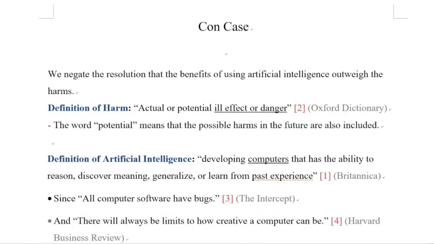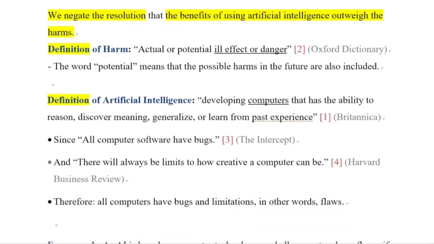Now let's look at a sample case on the resolution that the benefits of using artificial intelligence outweigh the harms. So this is a con case, and first they have the introduction, stating their side and the resolution. After that, they give some definitions, for example, of harm within the resolution, and artificial intelligence. Note that they all have the sources labeled to establish credibility.